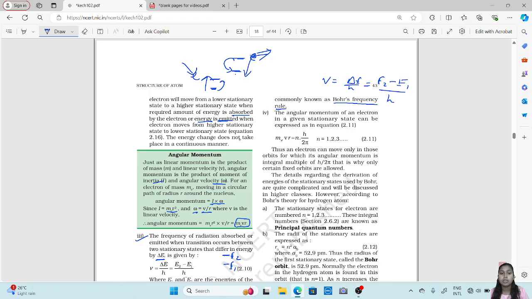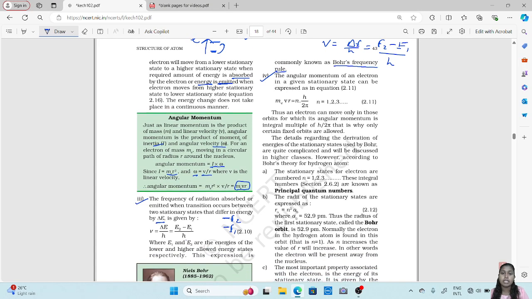Okay, so fourth point: the angular momentum of an electron in a given stationary state can be expressed in this equation. When the electron is in a given stationary state, that is your orbit, what is angular momentum? As I told you, it is mvr, which is equal to n h by 2 pi, where n can be 1, 2, 3, anything.